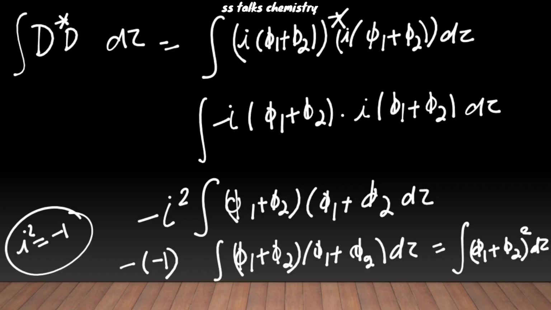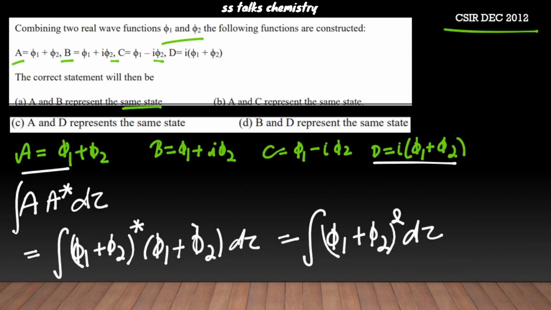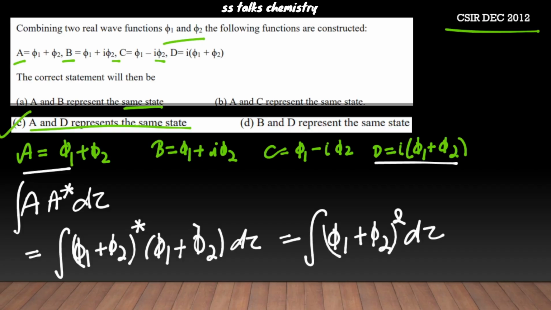So you are seeing that for A and D, we are getting the same probabilities. Which means A and D are representing the same states, right? Similarly for the rest also, B and C, you have to proceed in a similar way. You will see that you do not get the same states in them. So A and D represent the same states. Option C will be the right answer.